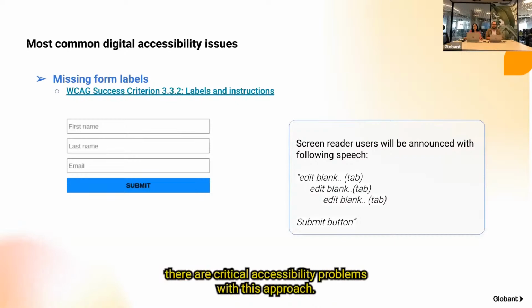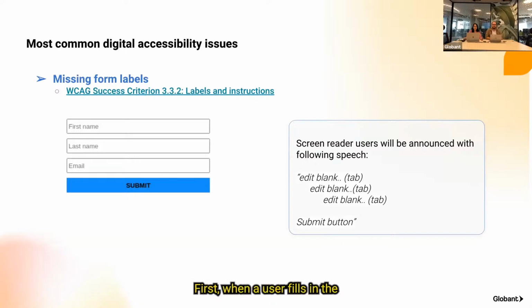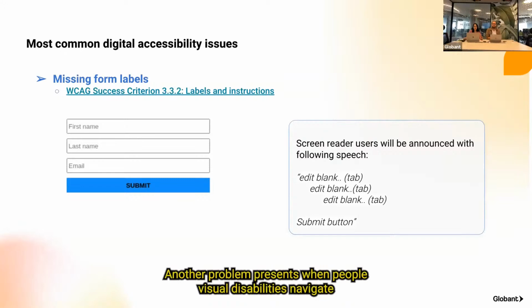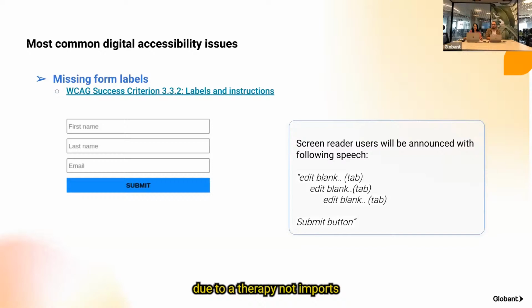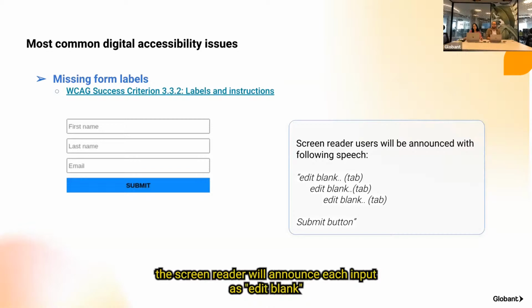First, when users fill in the inputs, the placeholders won't be visible anymore, and we'll have no visual context about the input purpose. Also, there are no instructions on which of the inputs are required or what format of the entry is valid. This will cause users to make mistakes, get frustrated, and possibly abandon the page. Another problem presents when people with visual disabilities navigate through the content using a screen reader, as you can see in the second image. Due to there being no input and label association, the screen reader will announce each input as "edit blank", making it impossible to fill in the form.